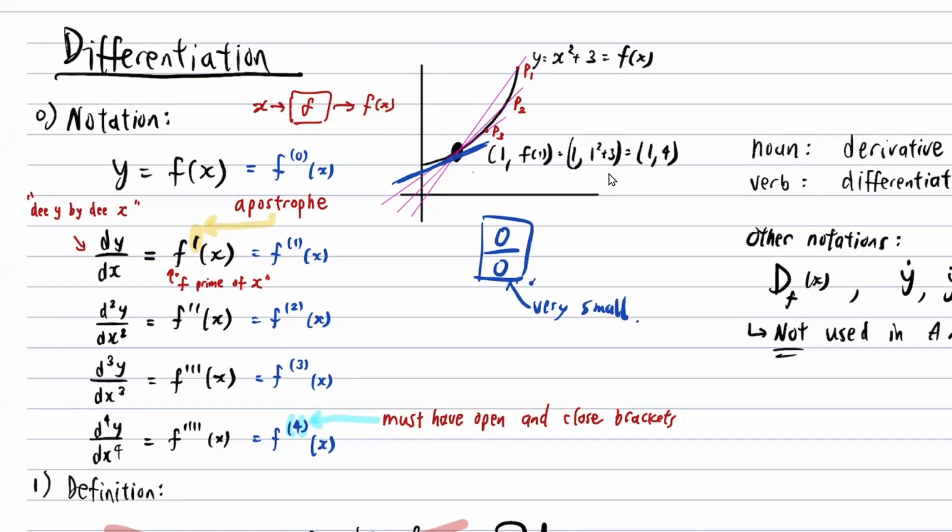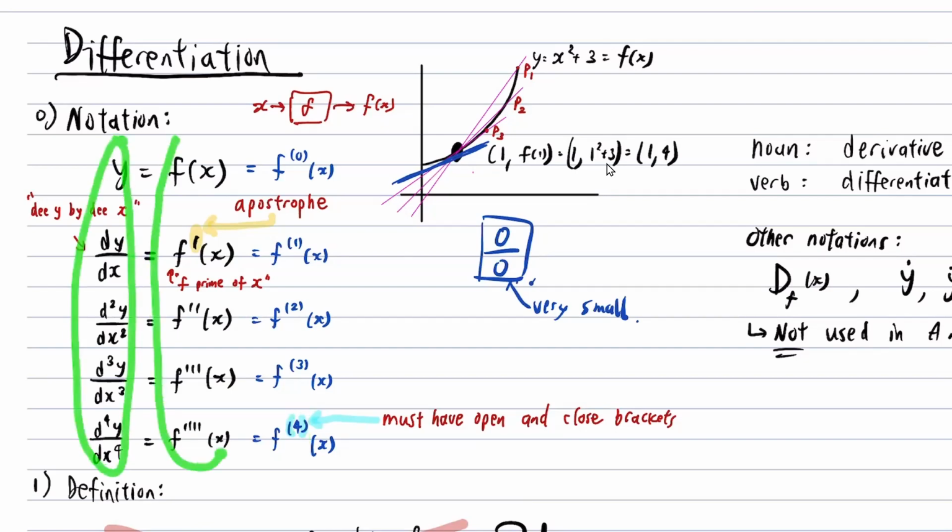But what you realize is that it's getting quite troublesome. So we can change the notation into number 1, number 2, number 3, and number 4 to represent the number of times we have differentiated. And you must have open and close bracket like this. Usually we'll just stick to this notation, as well as the second notation. This one is a bit rarer. You will only see this in A levels.